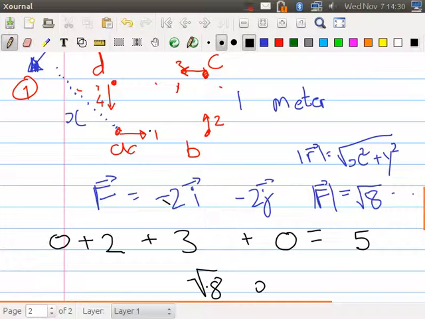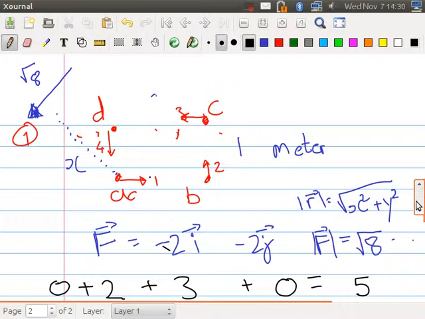Why is it 0 plus 2 plus 3? Why is that plus 0? This one's 0 because it's 1 multiplied by 0. And this one is 4 multiplied by 0. And this one is 2 multiplied by 1, because that distance is 1. And for this one, it'll be 3 multiplied by distance 1 also.